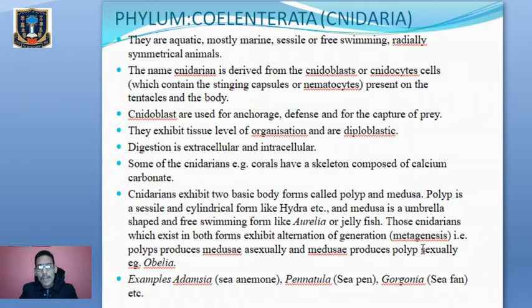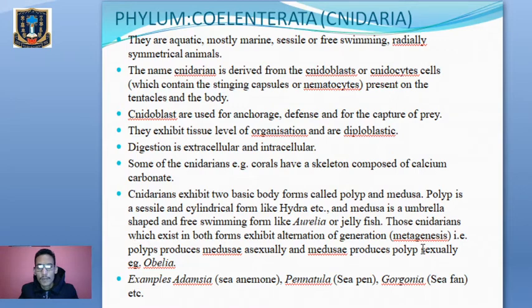Okay, so first of all, habitats: they are aquatic, mostly marine, sessile or free living. Sessile means they are confined to a fixed position, they are immovable, non-motile, or free swimming means they are able to move from one place to another place, and they have got radial symmetry.